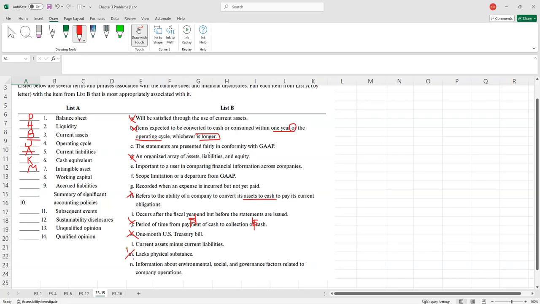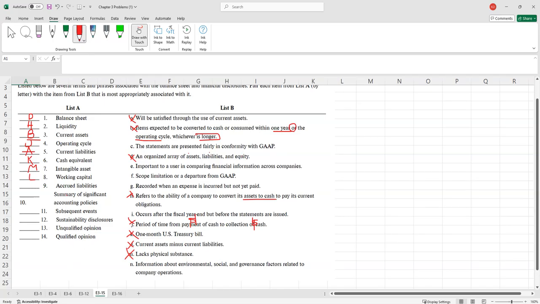Intangible lacks physical substance, right? Intangible is of the mind. Working capital, for 8, this will be L, right? Our current assets minus our current liabilities. It's kind of a liquidity measure.